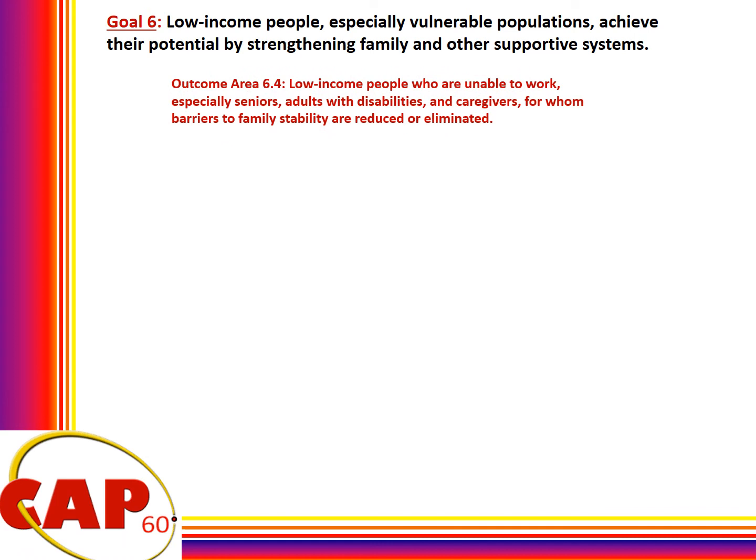Outcome Area 6.4. Low-income people who are unable to work, especially seniors, adults with disabilities, and caregivers, for whom barriers to family stability are reduced or eliminated. NPI 6.4 collects outcome data on unduplicated participants who achieved family support outcomes as a result of services provided as part of case management with the goal of eliminating or reducing barriers to family stability. To document Help New Mexico family support outcomes, use the following NPIs.